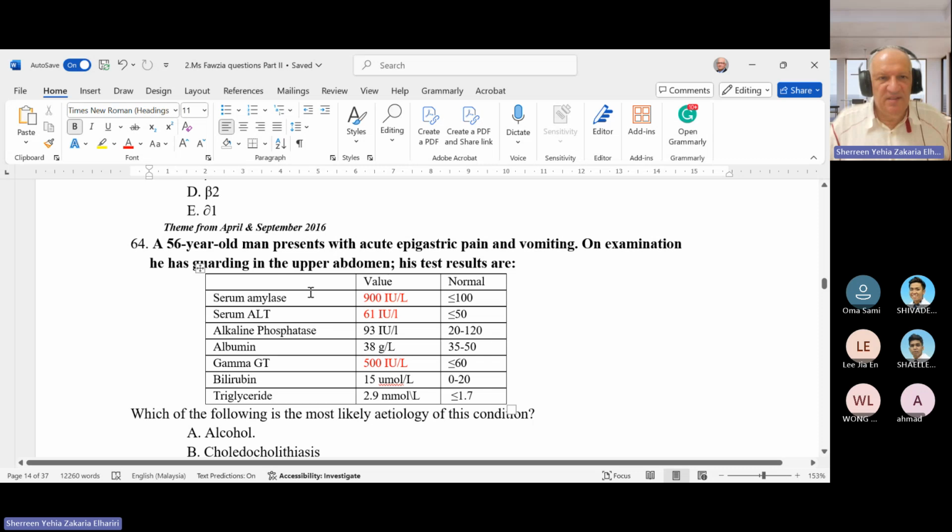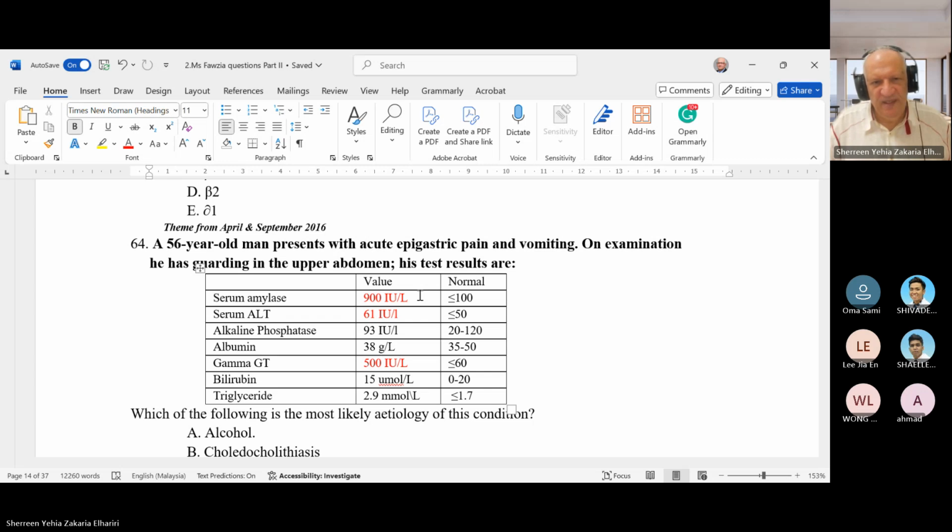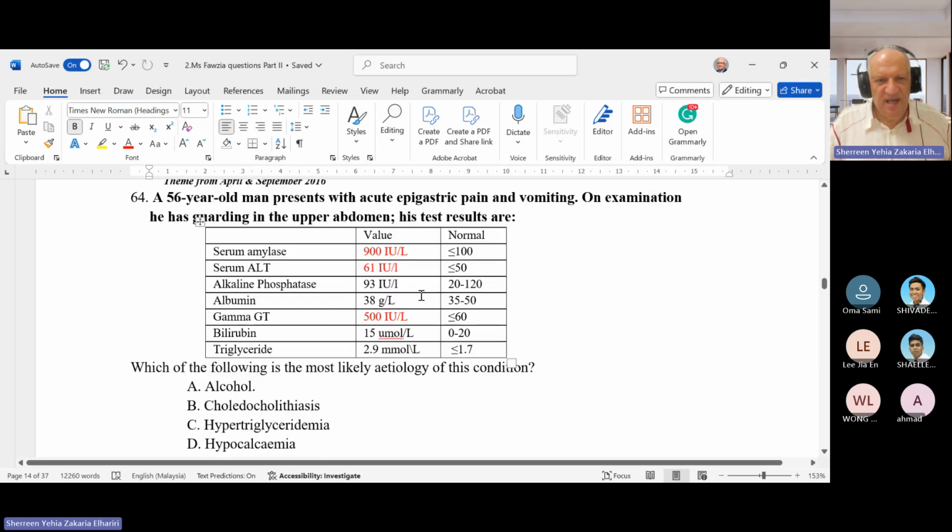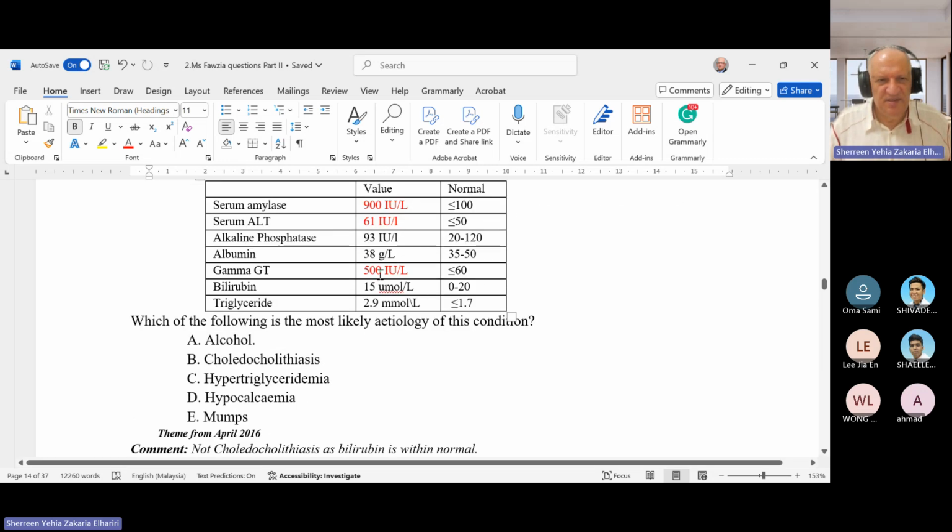Okay. This question is very common and comes again, usually with variation in numbers. A 56 years old man presented with acute abdominal pain and vomiting. On examination, he has guarding in the upper abdomen. First, you can see serum amylase is high, so it is acute pancreatitis. Now, we need to know what is the cause of acute pancreatitis. I will go to the answer first, just to explain. Which of the following is the likely etiology?